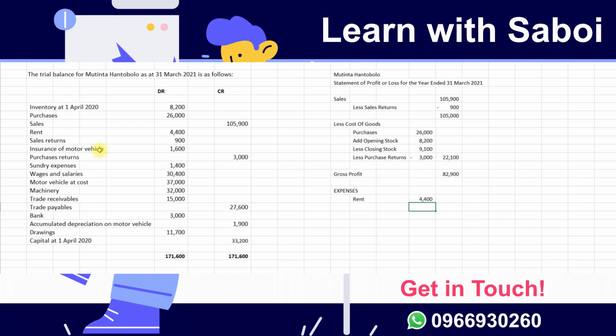Insurance of motor vehicle. Insurance is an expense. Let me just say motor vehicle in that. But in the exam, make sure you write it in full. I'm just doing it now for the purposes of demonstration. How much is it for the insurance? It is 1,600. Okay, then there's sundry expenses.